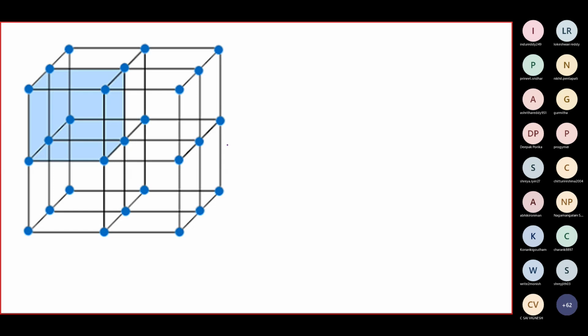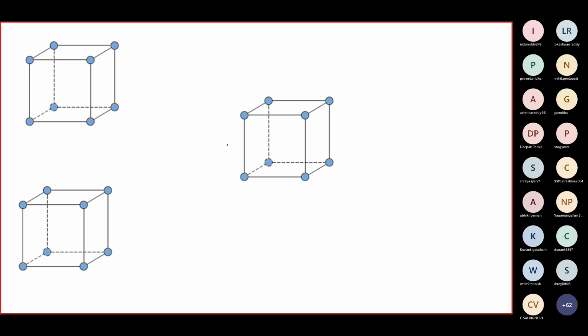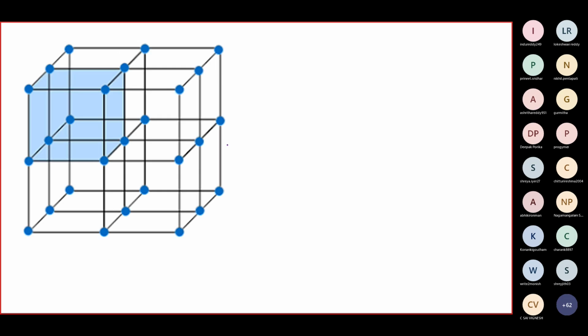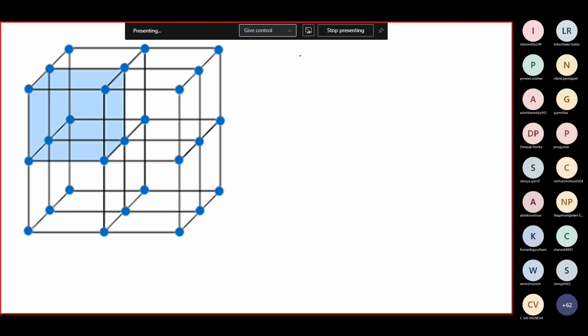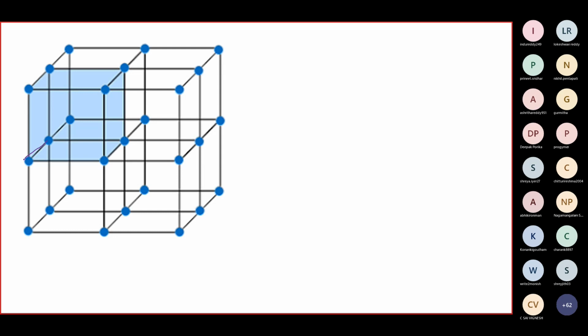This is a cubic structure, which is a 3-dimensional structure. It is extended to 3 dimensions, and let's say this is a plane. Just go on repeating this plane. You will get the crystal structure. Repeat this plane above as well as below. You get the same crystal structure.